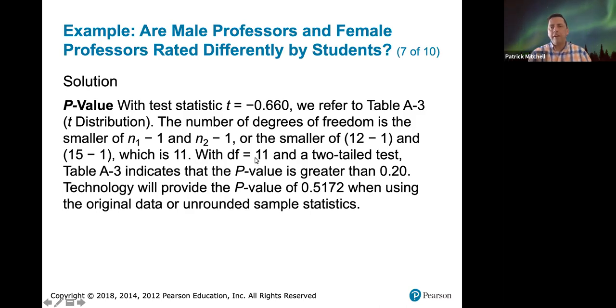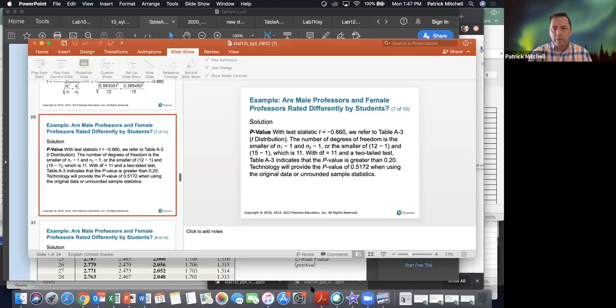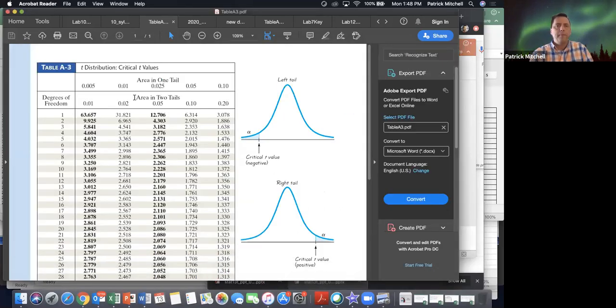With 11 degrees of freedom and a two-tailed test, the reason it's two-tailed is because our alternative hypothesis does not equal. Table A3 indicates that the p-value is greater than 0.2. So let's have a look at that. So I am going to pull up table A3, which is right here.